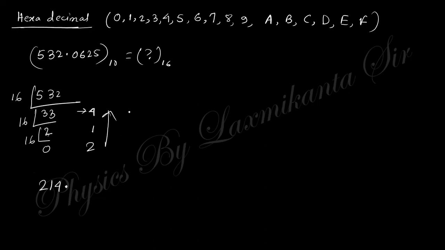If you multiply 0.0625 into 16, you will get 1. So this gives you 1. So this is in terms of hexadecimal number.